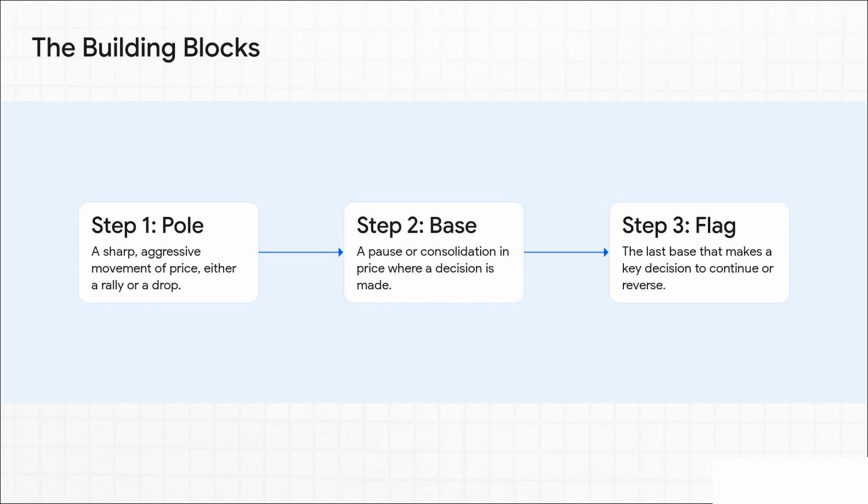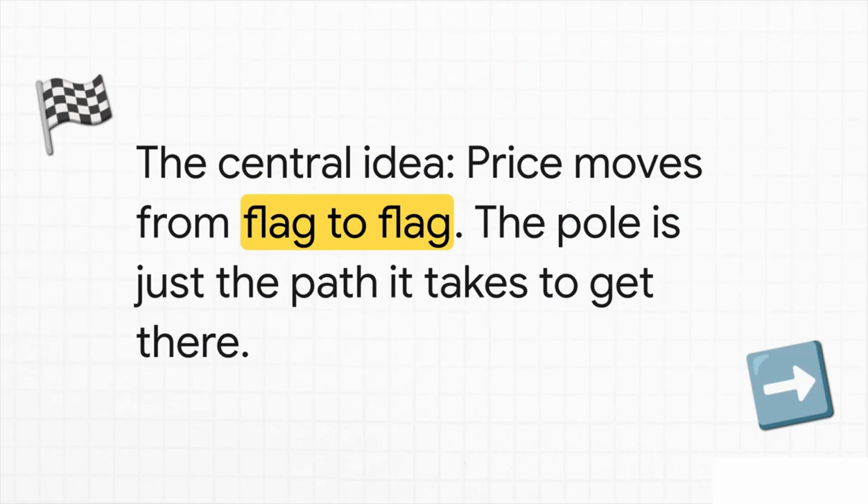And finally, you have the flag. And the flag is super important. It's the last base before a big decision is made, like whether to keep the trend going or turn it all around. And this right here, this is a total shift in how you look at a chart. That big, exciting pull, that huge candle, it isn't the main event. According to this, it's just the travel time. The real points of interest, the destinations, are the flags. The whole idea is that price is always just moving from one of these decision zones to the next one.